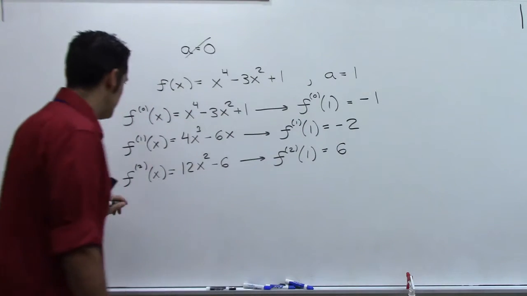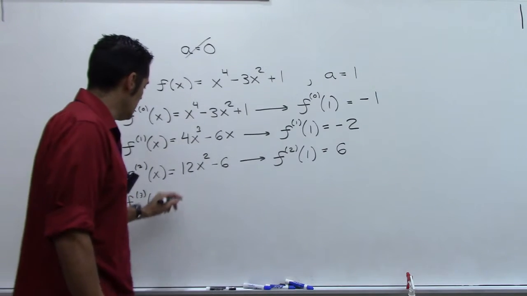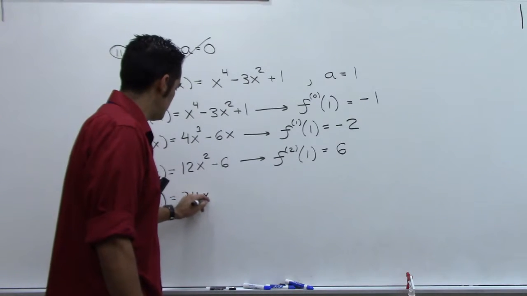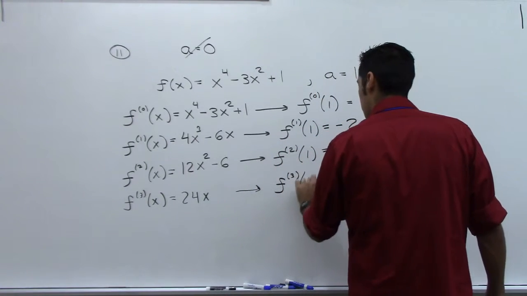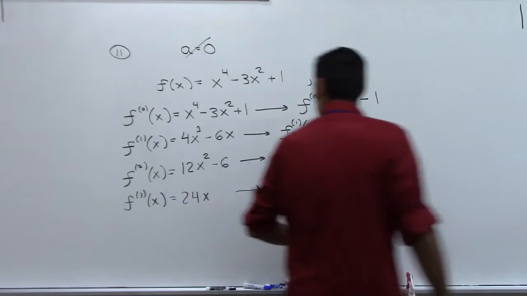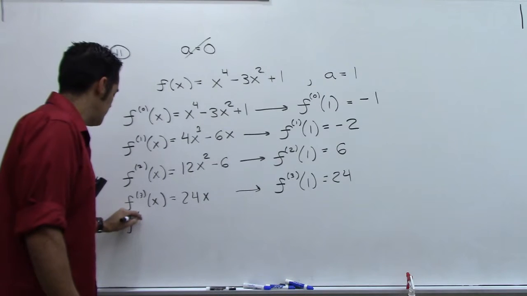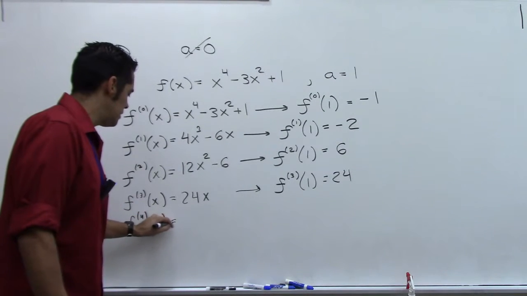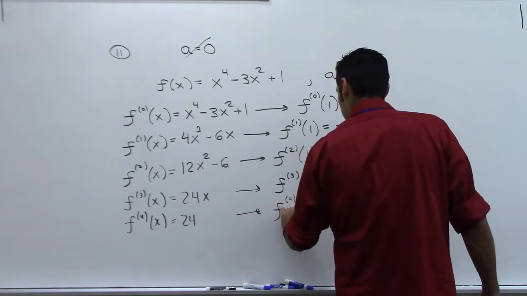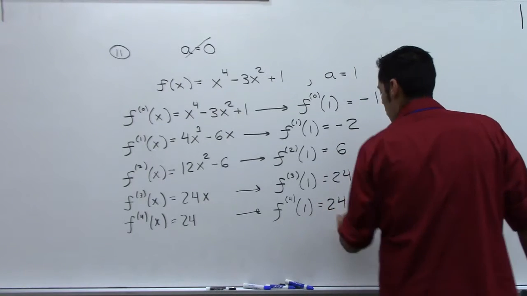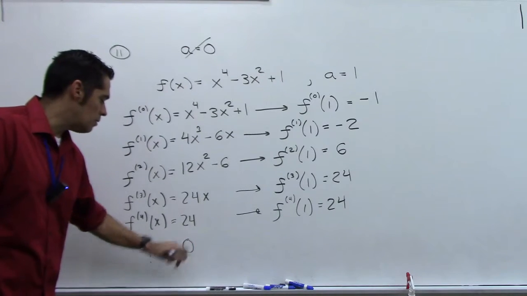Let's see what happens as I continue. The third derivative is going to be 24x, and then that's it. So the third derivative at 1 is 24. Because this is a polynomial function, as I take the derivatives, it keeps getting nicer and nicer. Finally, the fourth derivative is just 24, and if I plug 1 into that, I get 24. Now every derivative from here on out is 0.